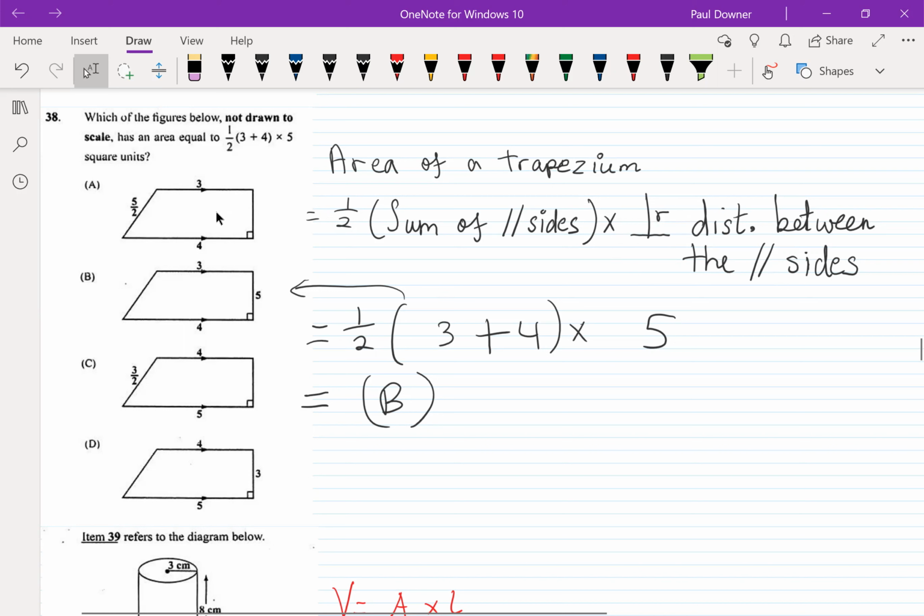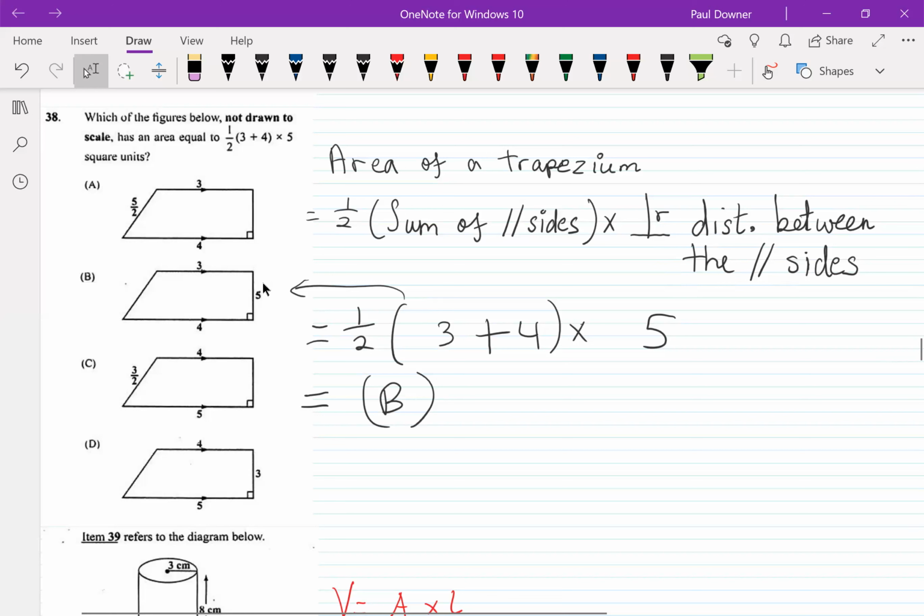Which one of them shows 5 here as being the perpendicular distance between the parallel sides? Certainly, this one doesn't show it right away, but this one does, because there's a perpendicular. Here's the distance between one parallel side and another. So this 5 is definitely showing us the perpendicular distance between the parallel sides.